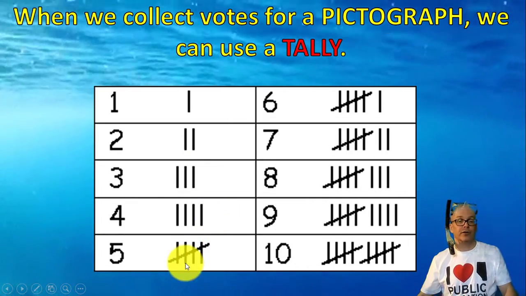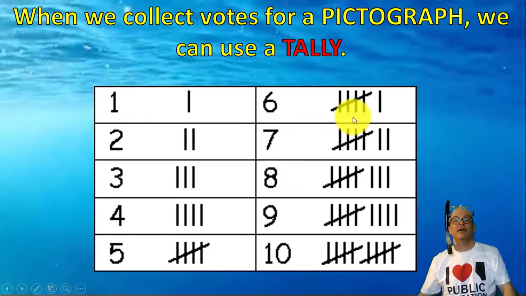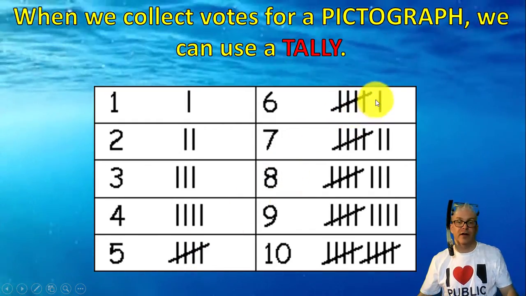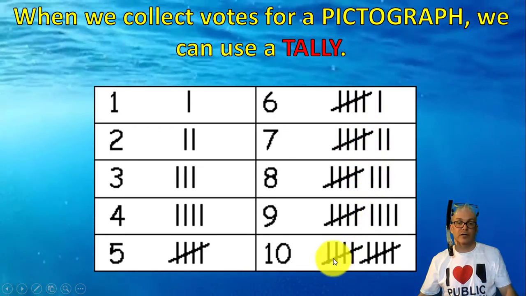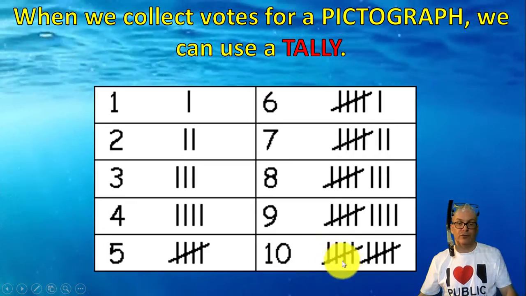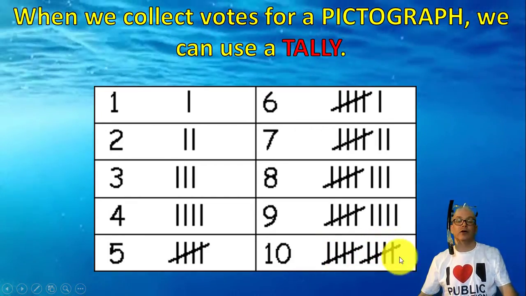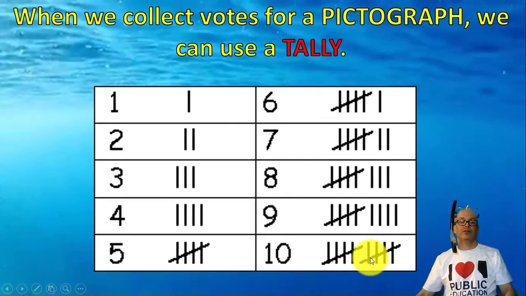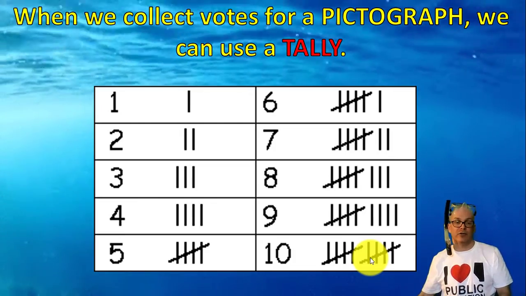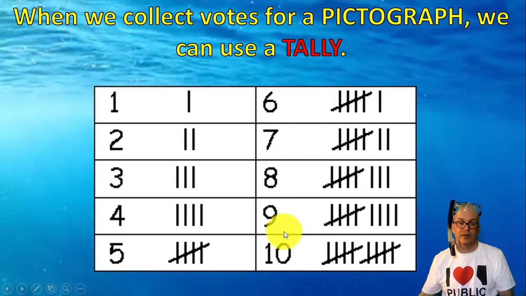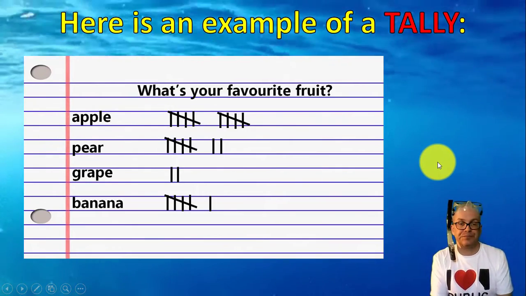5 is different. You put 4 and then you put a big one across. That's 5. And then 6 is 5, and then another tick mark. And then another, and another, until you get to 10, and then you have 2 sets of 5. See, so this is how you do tallies. Tallies are really good when you ask a whole bunch of people questions. You're just going tick, tick, tick, tick, you're recording, and then after, you can put the numbers in once you count it. Okay?